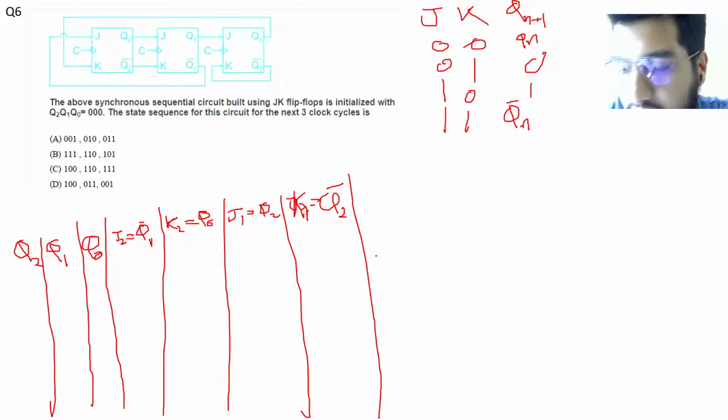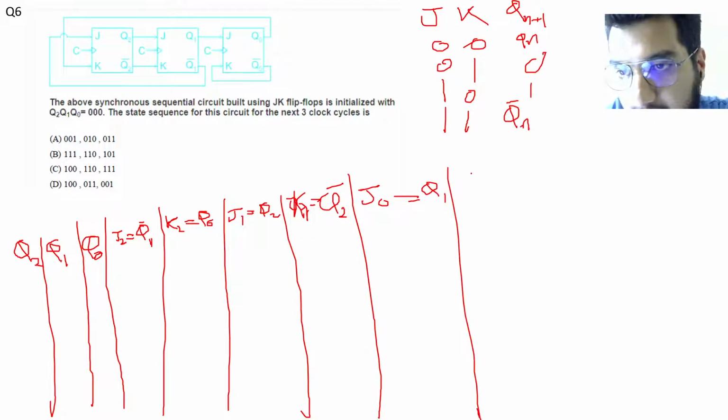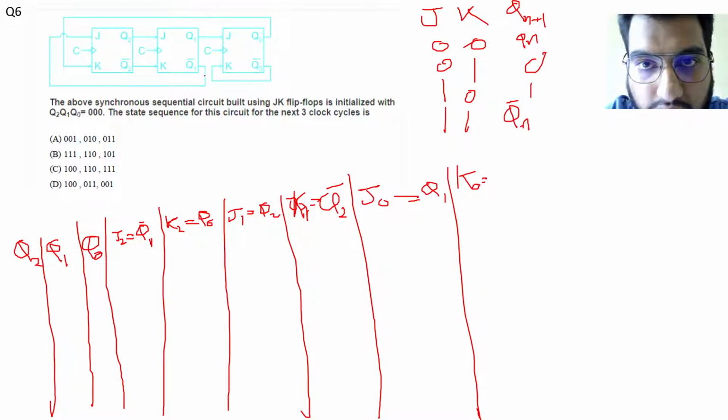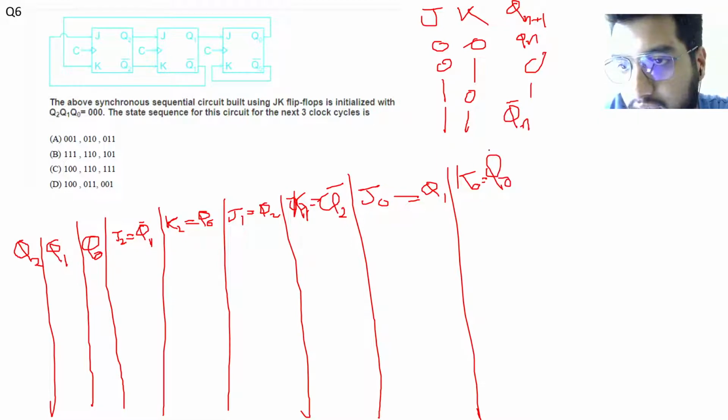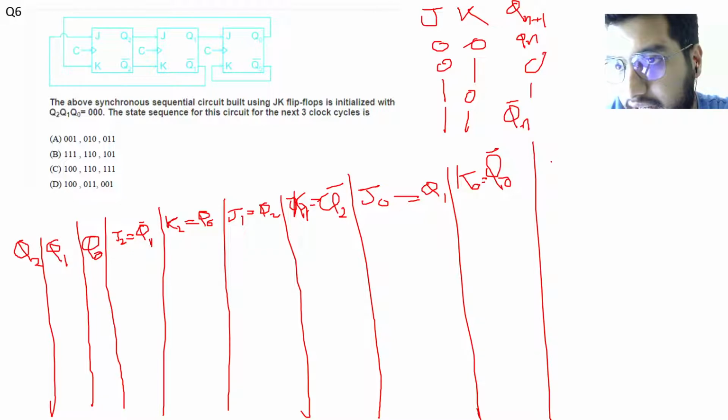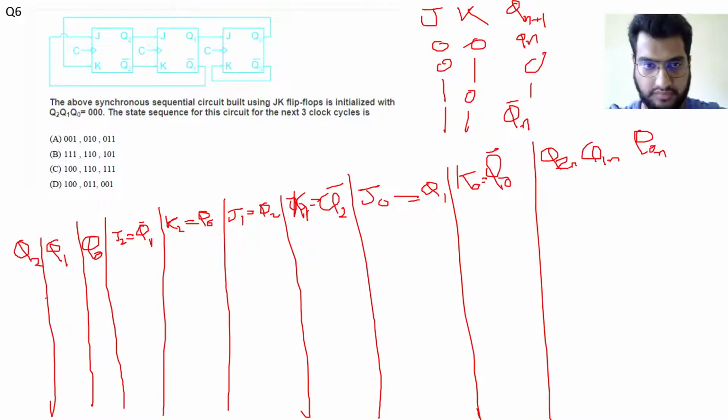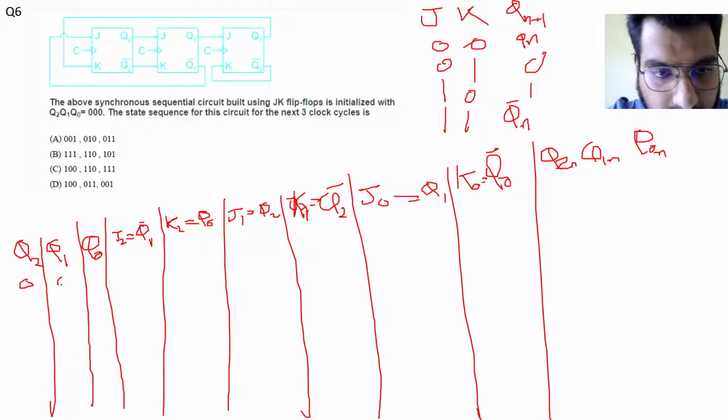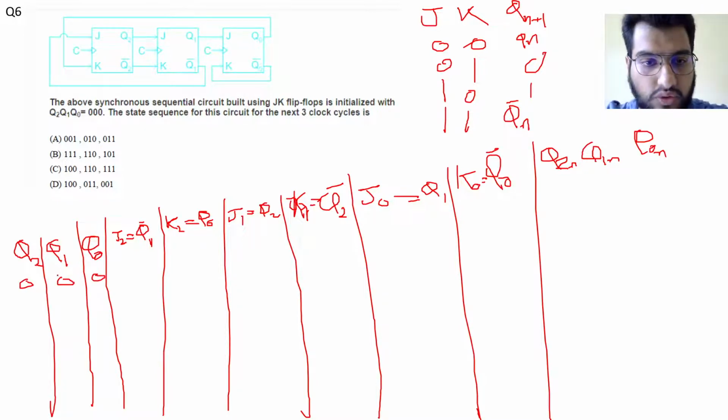Then we have this J0 equal to Q1, and finally K0 equal to Q0 bar. So these are our next state outputs: Q2n, Q1n, and Q0n. We are starting with 0 0 0 as per the conditions given. So we'll construct a truth table.